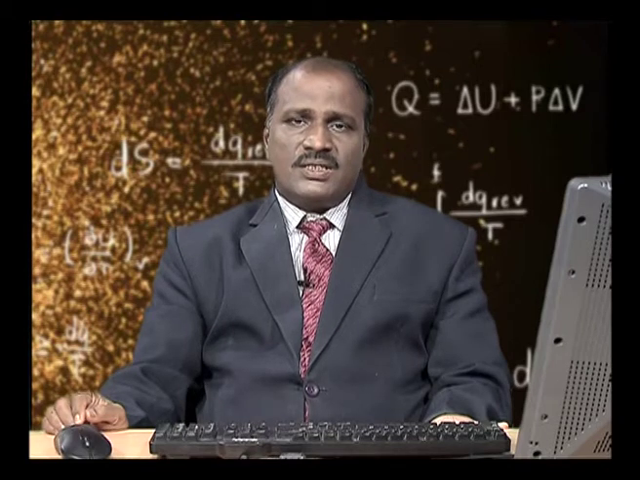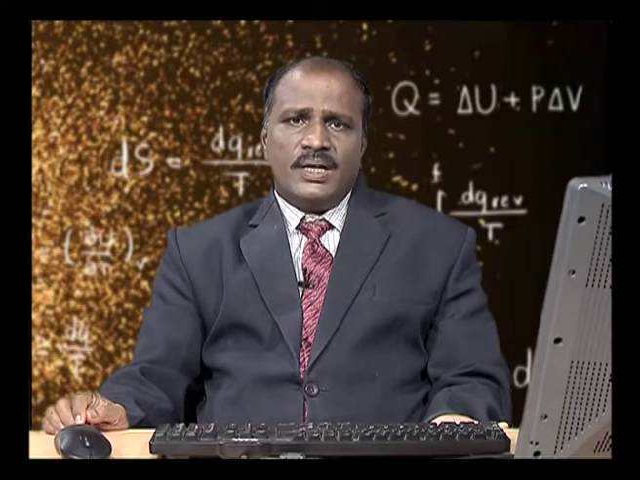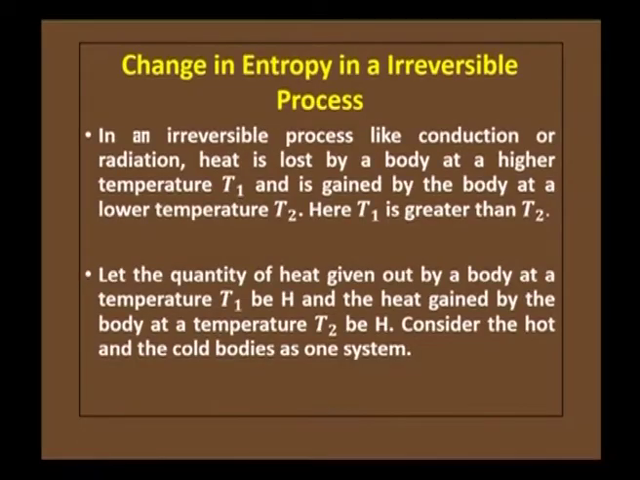In all irreversible processes like conduction or radiation, heat is lost by a body at a higher temperature T1 and is gained by a body at a lower temperature T2. Here T1 is greater than T2. Let us consider the quantity of heat given out by the body at temperature T1 be H and the heat gained by the body at temperature T2 be also H. Therefore, consider the hot and the cold bodies as one system.